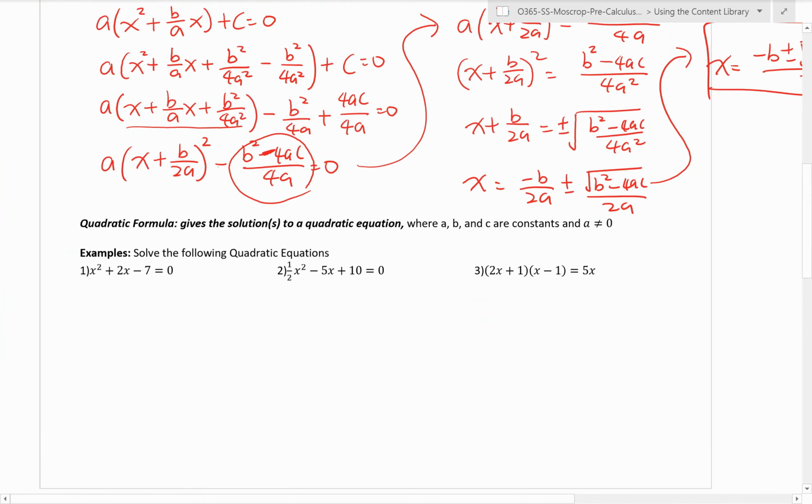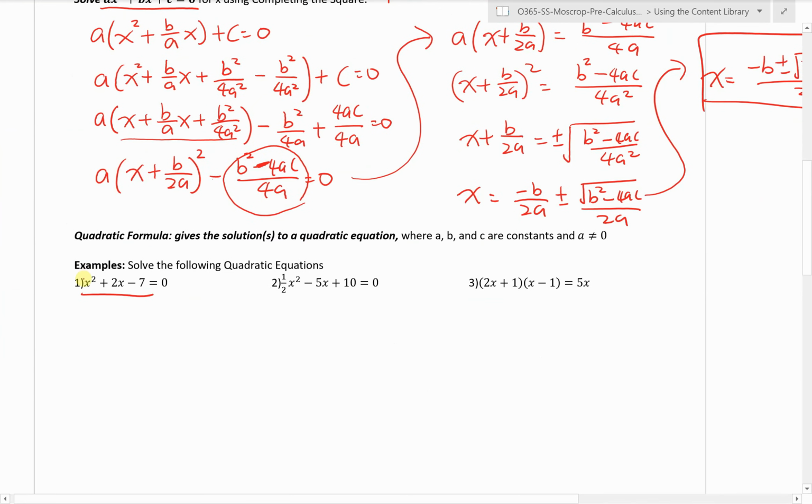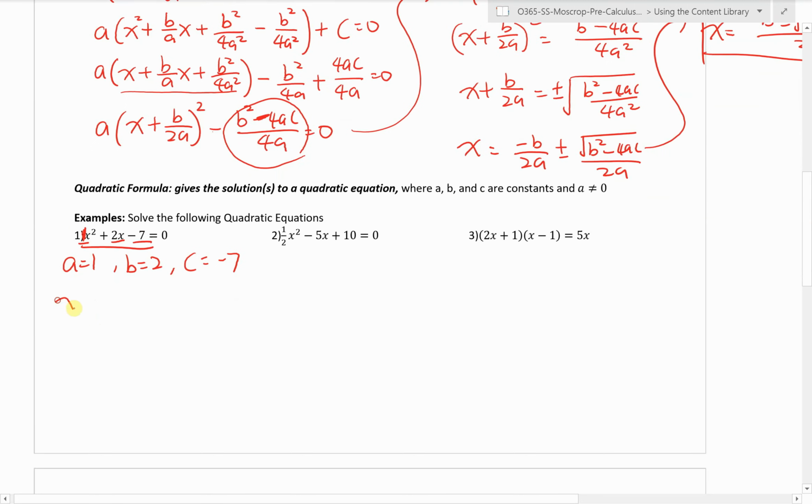So here are 3 examples I'm going to show you. Here is a quadratic equation. Always make it equal to 0 first, which this already is. You need to identify the values of a, b, and c. You can see here, this is 1x squared, so a is equal to 1, b is equal to 2, and c is equal to -7. So again, a, b, c. Once you have your values, you can apply the quadratic formula. Again, the formula is negative b plus minus the square root of b squared minus 4ac, divided by 2a.